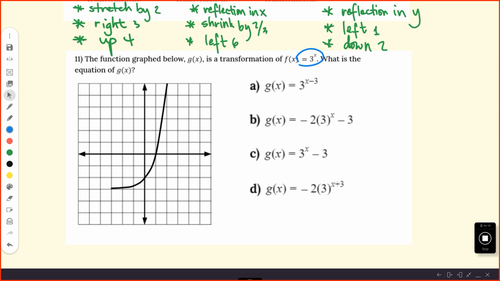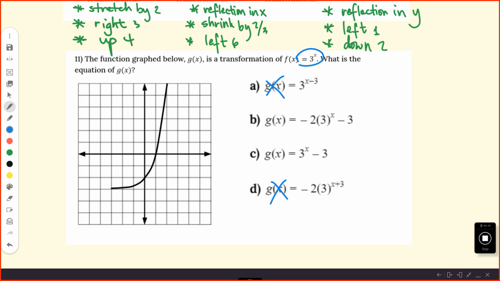Yes, Ivy? You can first eliminate a and b because you don't have to subtract 3. The asymptote is y equals negative 3. Yes, correct. So you're left with b and c. And if you look at the y-intercept, it has the parent function y-intercept, so it's 1. And so it would have to be c. Yes, that is right.